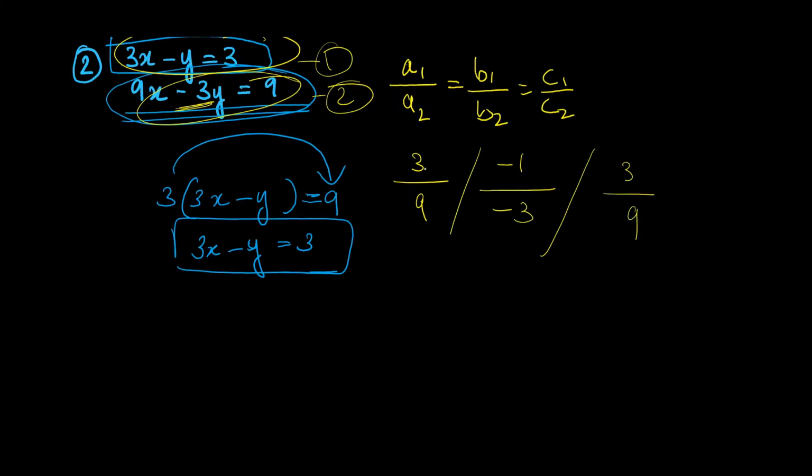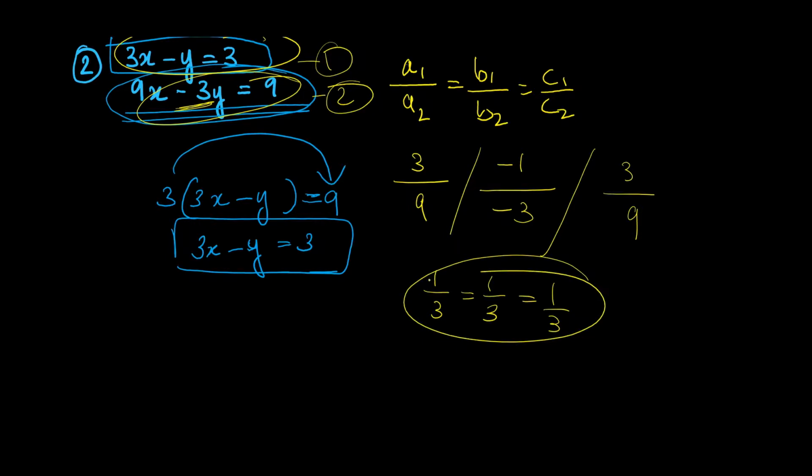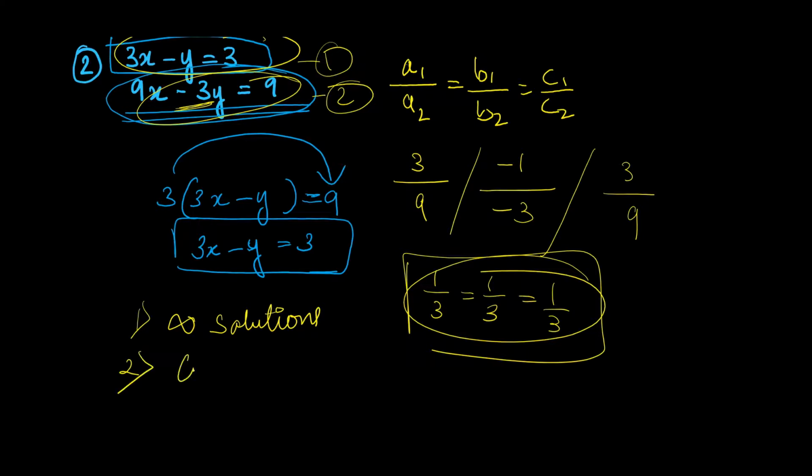Notice here that if we simplify all this, I'm gonna get a1 is equal to b1 is equal to c1. So when all of these are equal, it means, first, that it has infinite solutions, okay. And second, that when we draw this on a graph, we will get a coincident line.